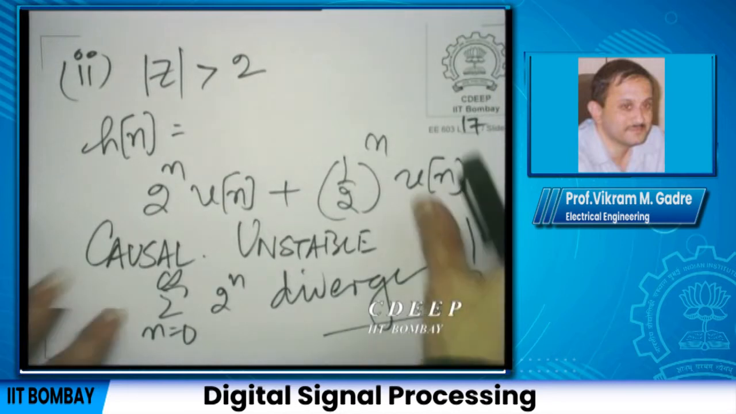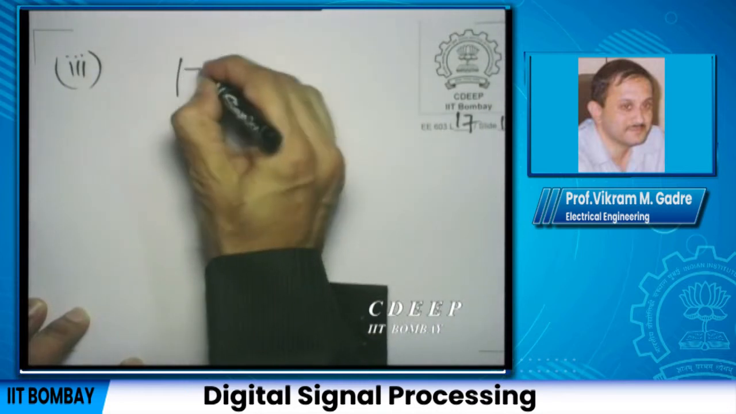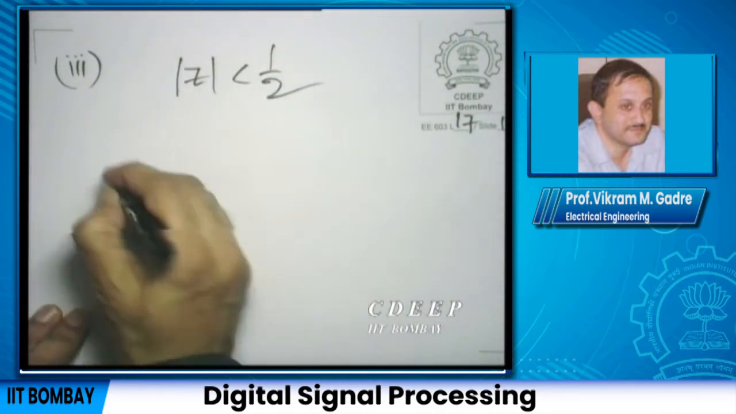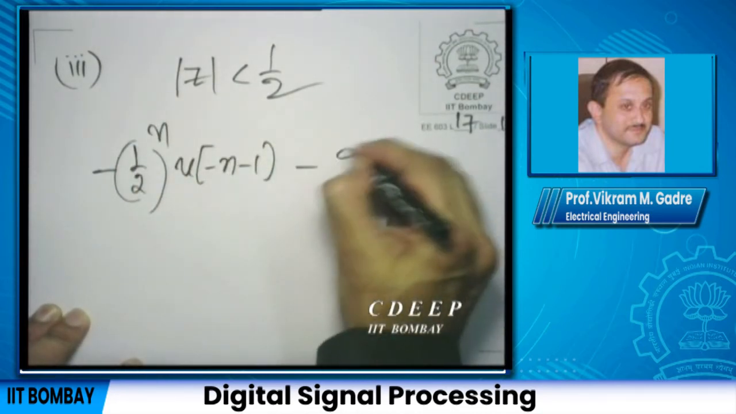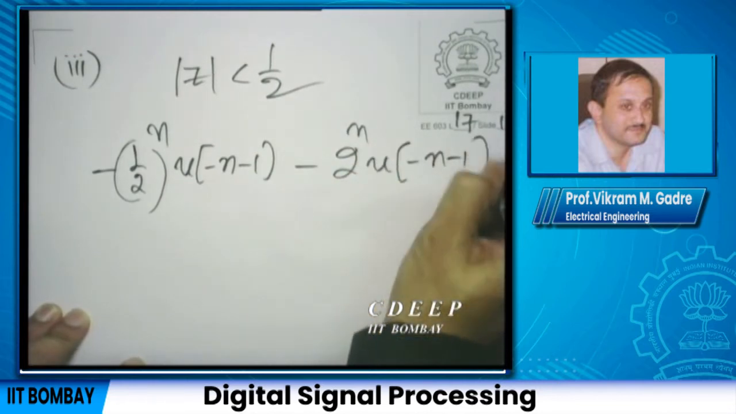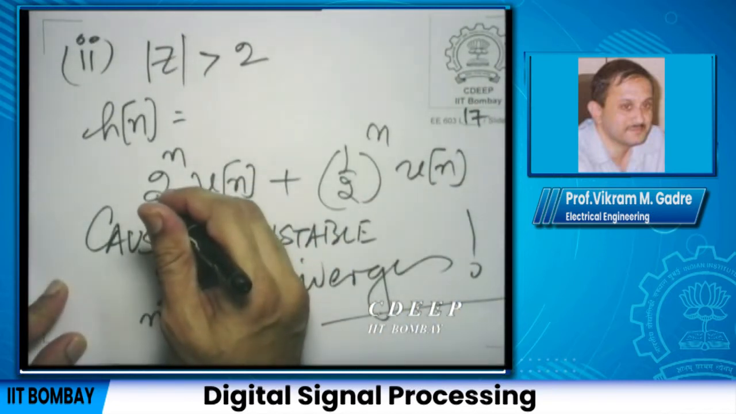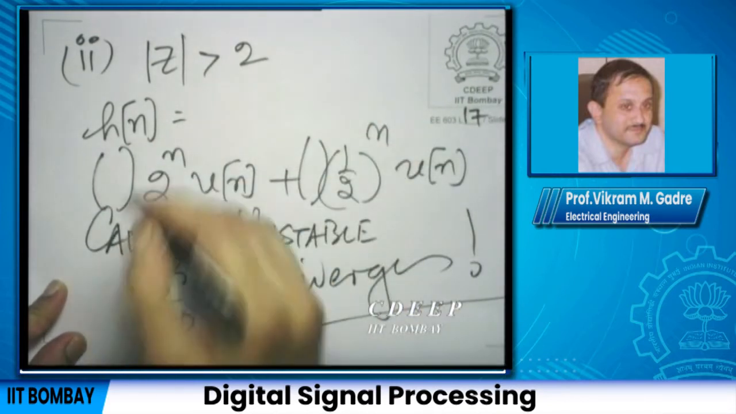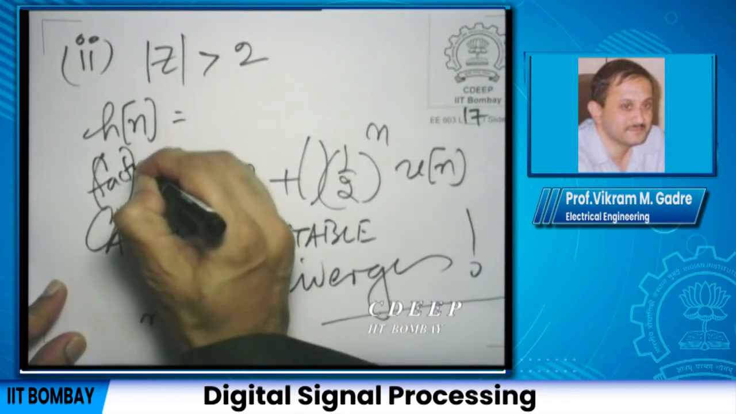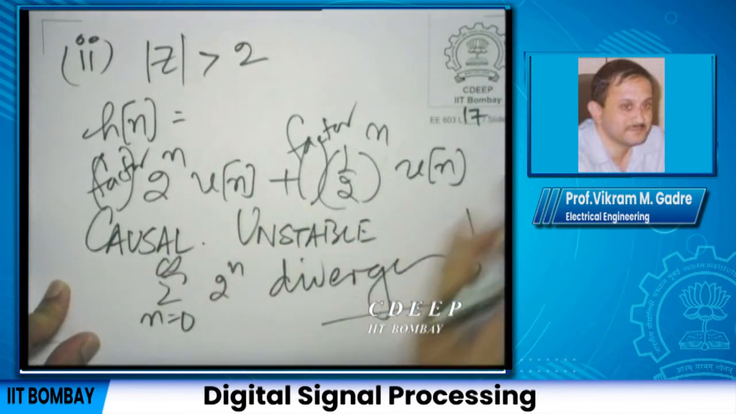Now, we take the third region of convergence. Mod z less than half, whereupon we have minus half raised to the power of n u[-n-1] minus 2 raised to the power of n u[-n-1]. Of course, by the way, a little correction here, I should put the factors along with it. Yes, 4 by 3 and yes. So, it's a linear combination. So, say factor here and factor here. I am just in general writing, so 4 by 3 and minus 1 by 3. The factors should come. So, that correction should be there.